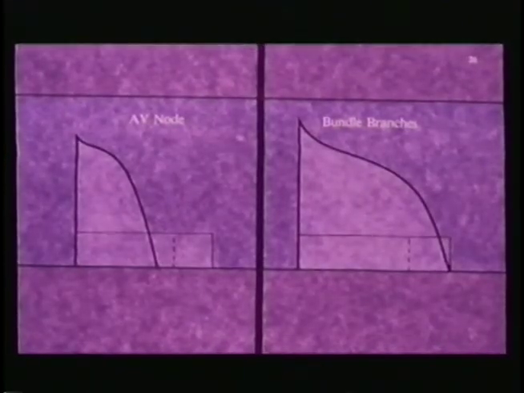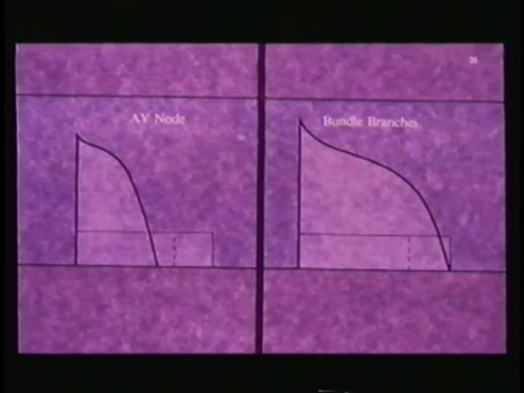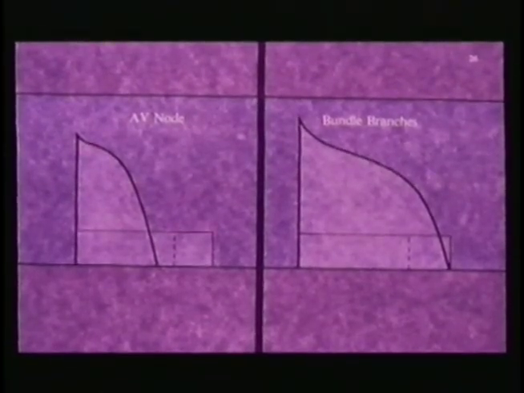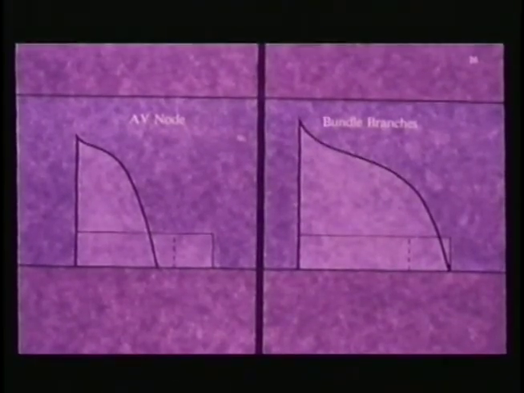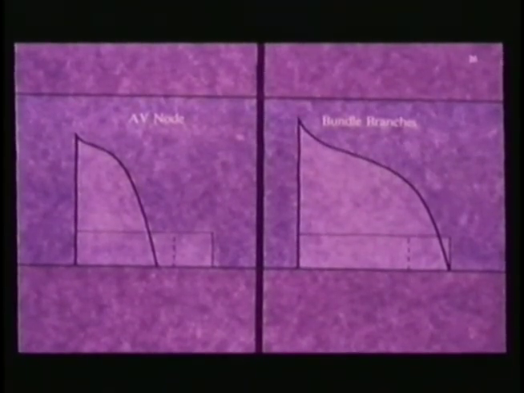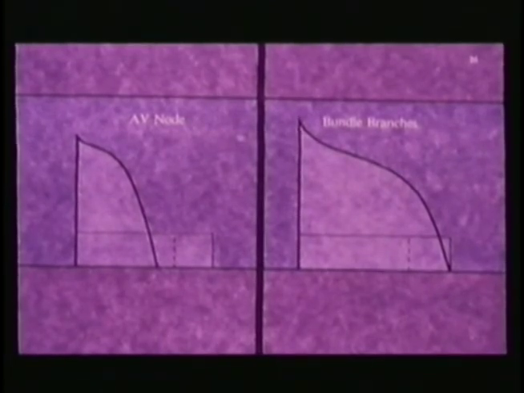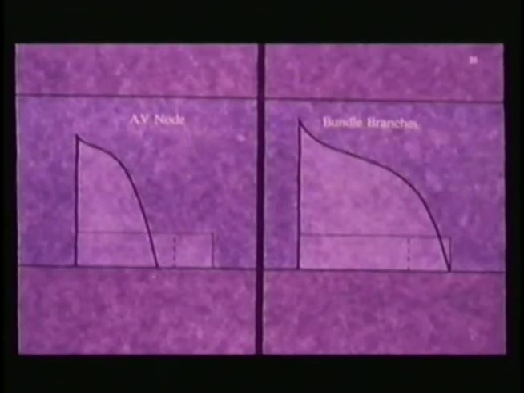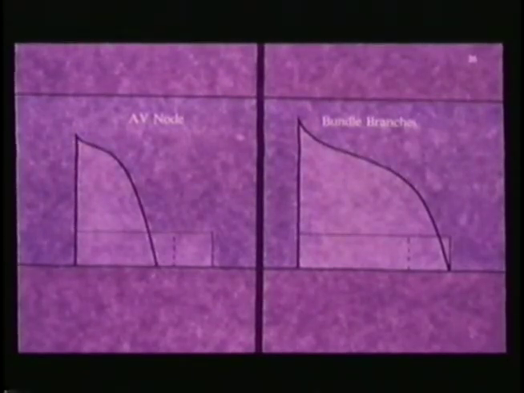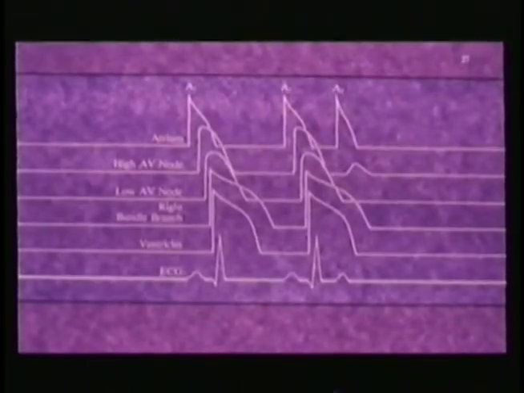26. Also recall that in the AV node, the duration of refractoriness lags beyond that of the action potential, whereas in the bundle branches and most other cardiac tissues, the duration of refractoriness corresponds precisely with the duration of the action potential.